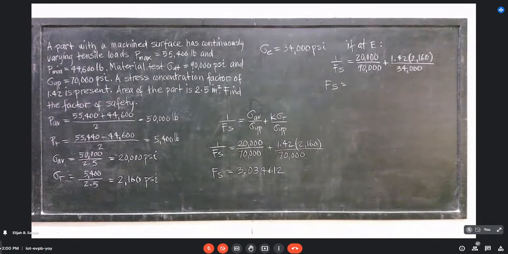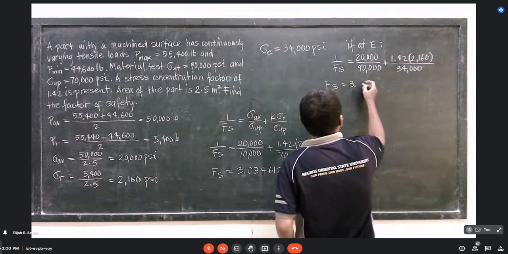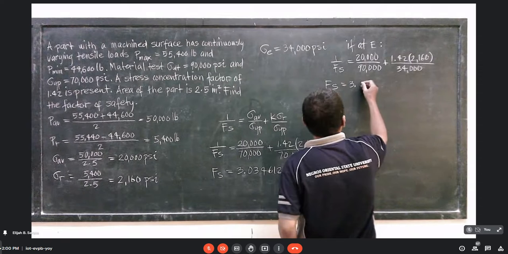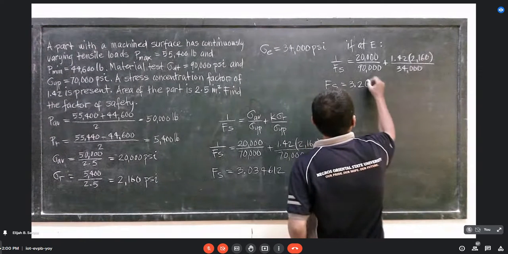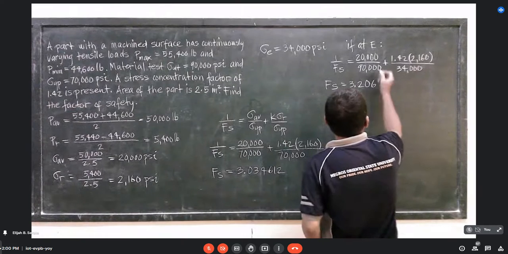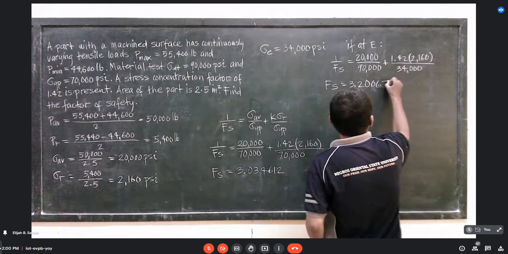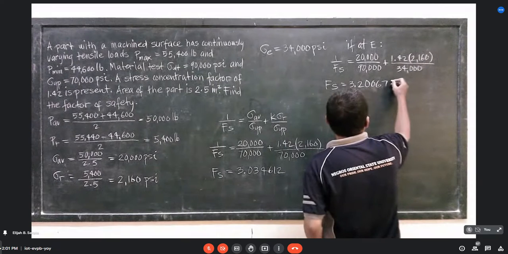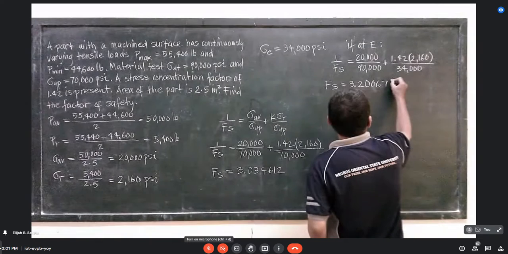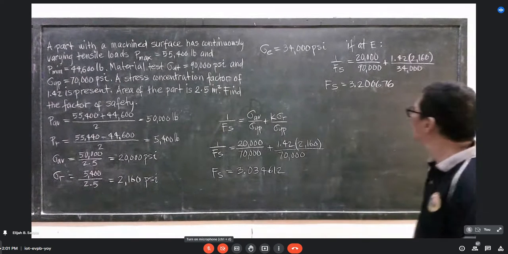Where is the chalk? Seven significant figures, no? 3.2... 2, 0, 0, 6, 7. Round it off to this one. Okay. So you are now not sure whether it is this factor of safety or that factor of safety.